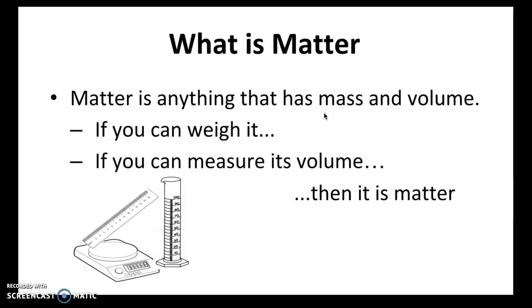You've probably heard about matter before. Matter is anything that has mass and volume. So if it's something that you can weigh, that means it has mass. So if you can weigh it, or if you can measure its volume, then it is matter.